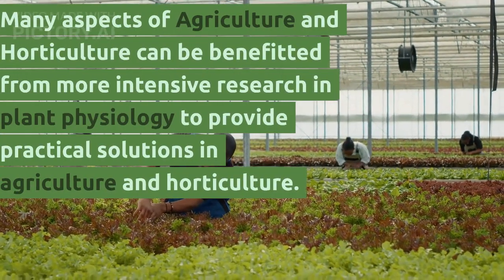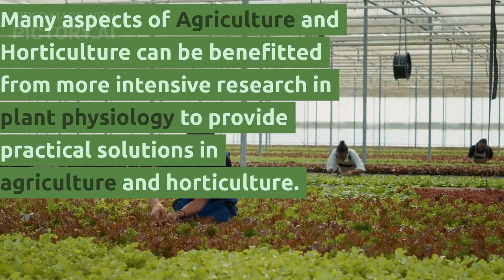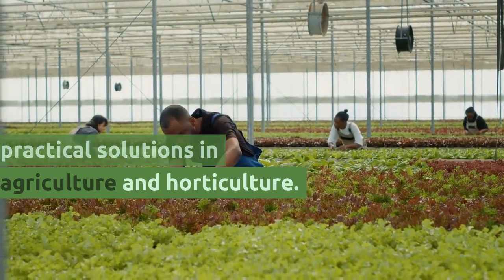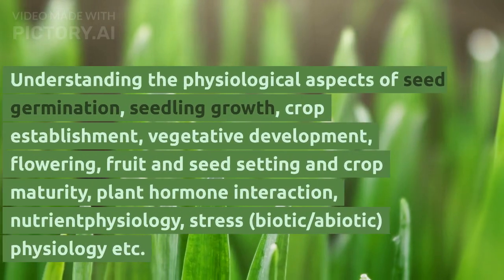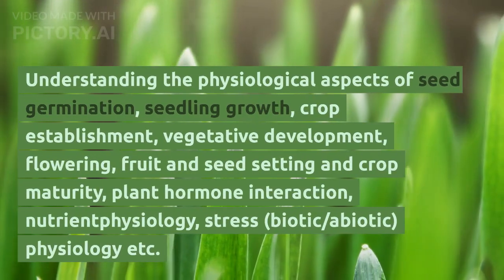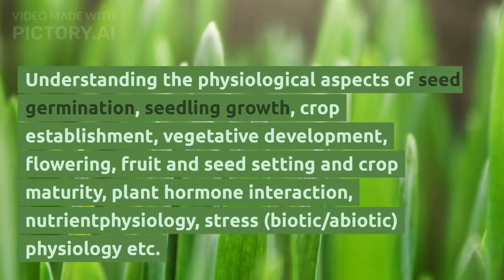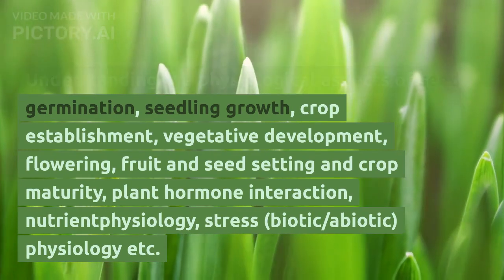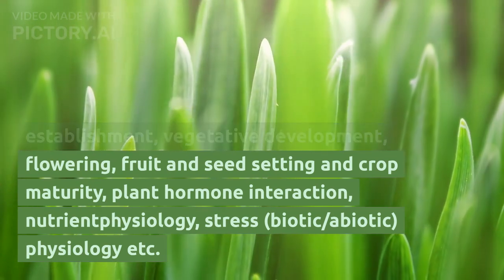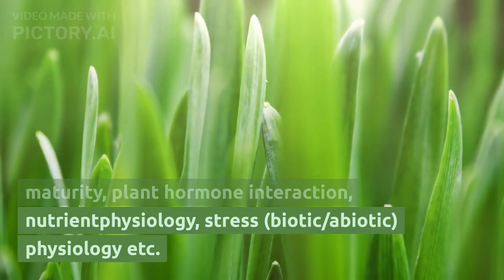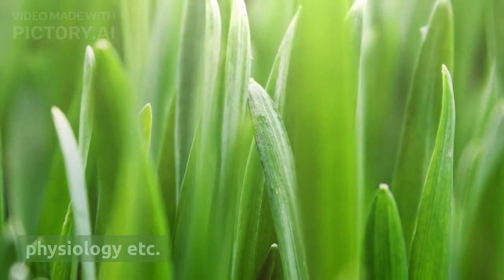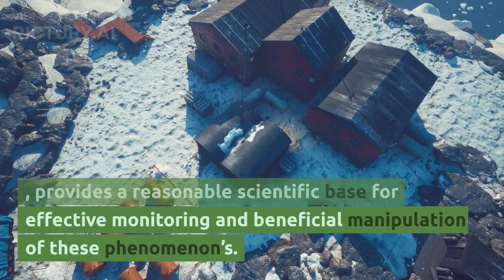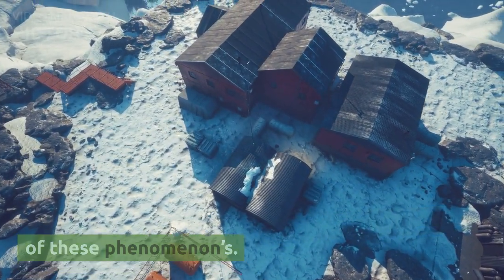Many aspects of agriculture and horticulture can benefit from more intensive research in plant physiology to provide practical solutions in agriculture and horticulture. Understanding the physiological aspects of seed germination, seedling growth, crop establishment, vegetative development, flowering, fruit and seed setting and crop maturity, plant hormone interaction, nutrient physiology, and stress (biotic and abiotic) physiology provides a reasonable scientific base for effective monitoring and beneficial manipulation of these phenomena.